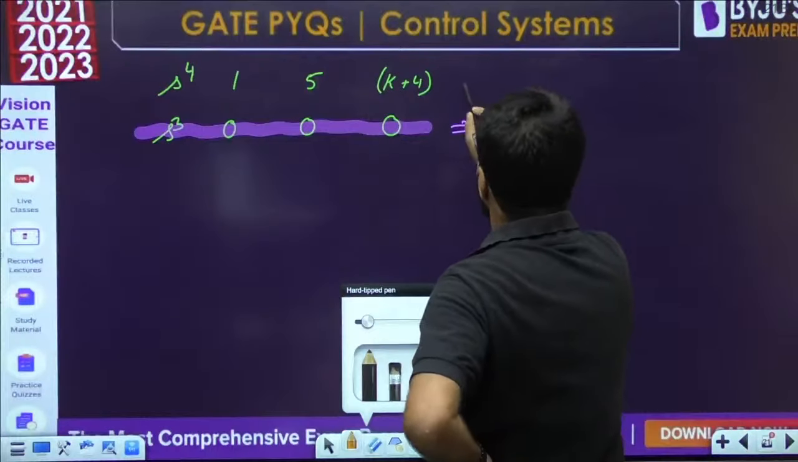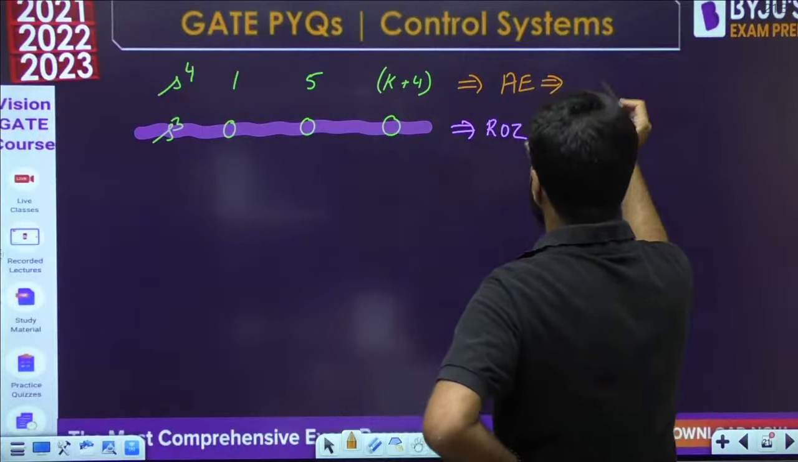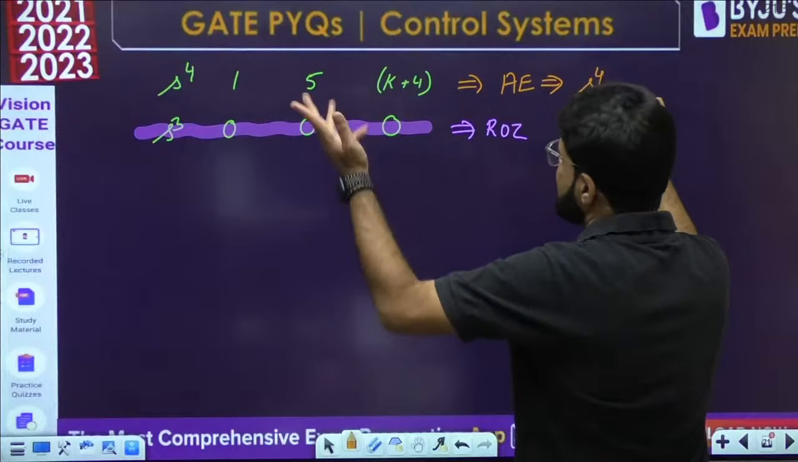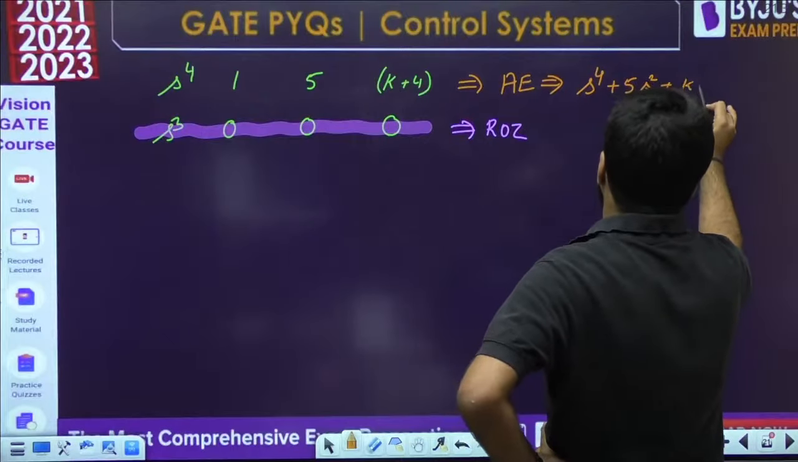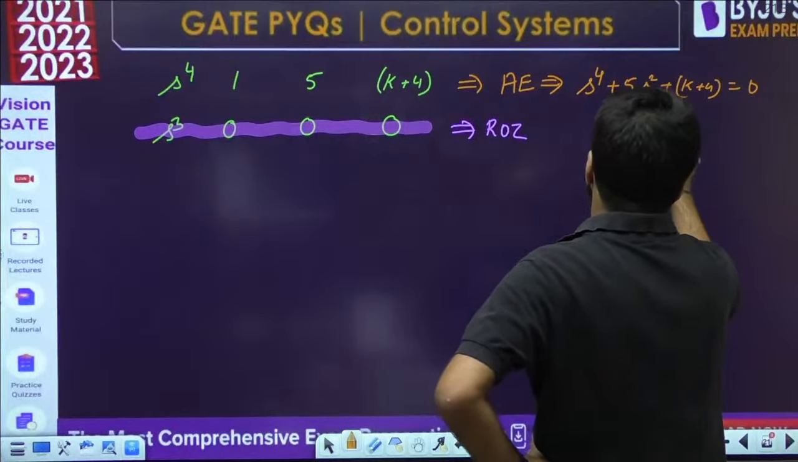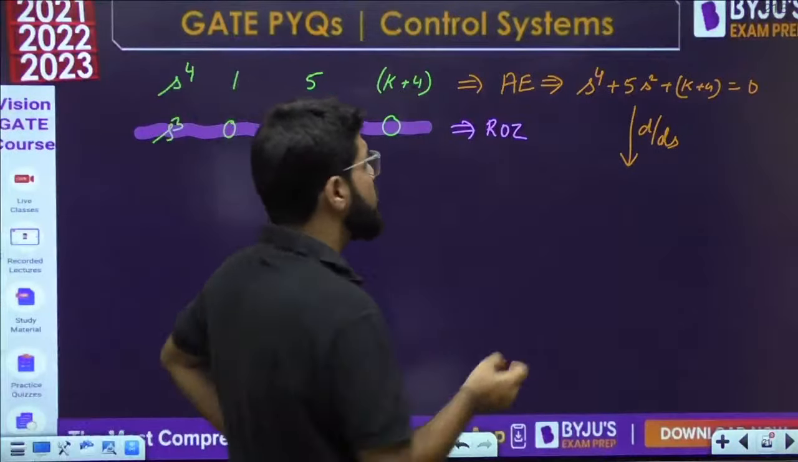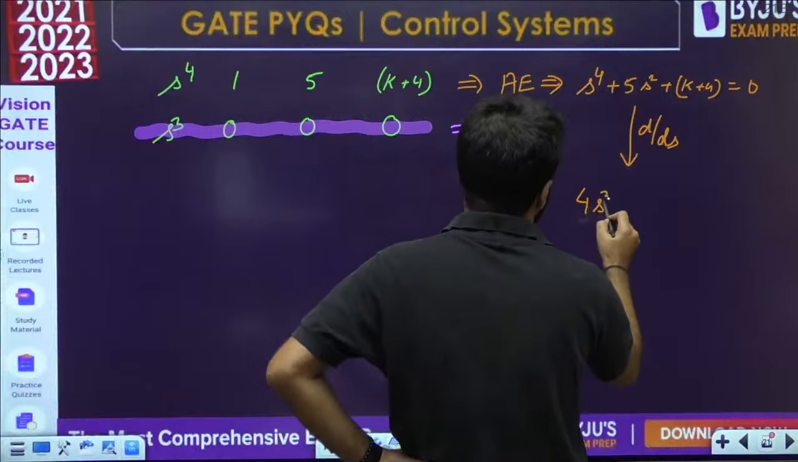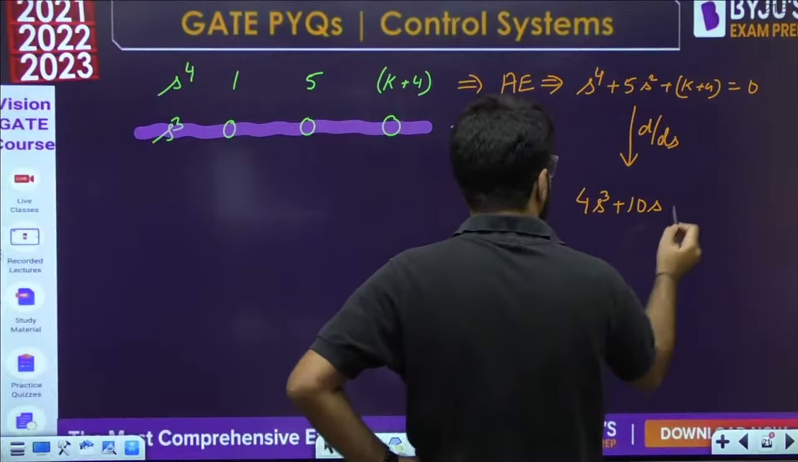And whenever there is a row of 0, there is going to be an auxiliary equation from the row which is above the row of 0. So the auxiliary equation is, as it is, the characteristic equation given: s power 4 plus 5s square plus k plus 4 equal to 0. Now we differentiate this. This becomes 4s cube plus 10s, equal to 0.